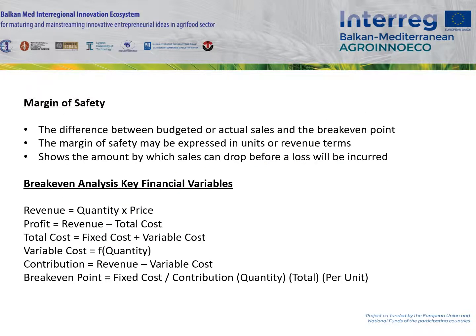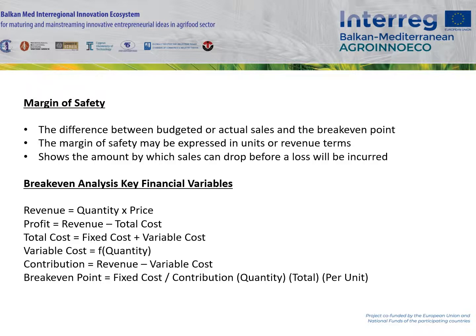Margin of safety, the difference between budgeted or actual sales and the break-even point. The margin of safety may be expressed in units or revenue terms, and shows the amount by which sales can drop before a loss will be incurred. Break-even analysis, key financial variables.